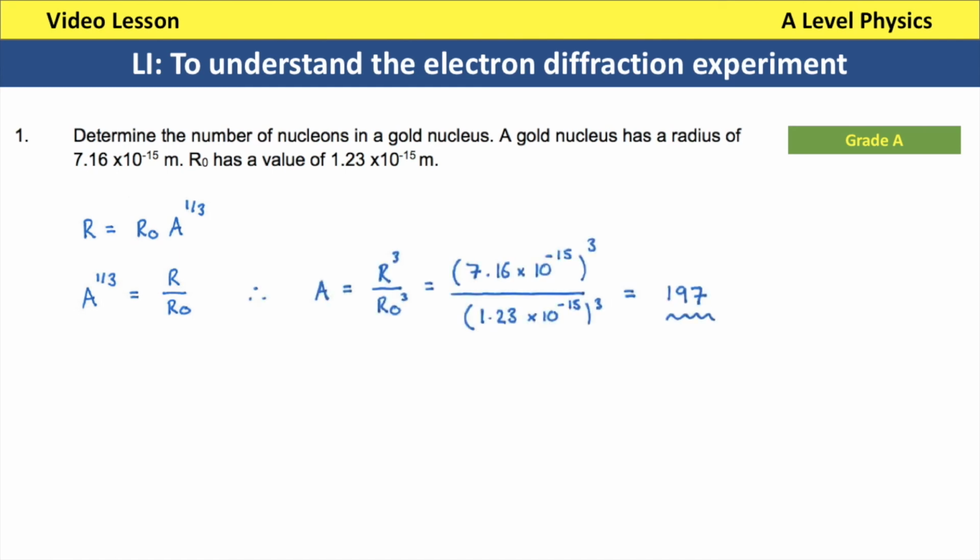A to the power of a third cubed is equal to A, and R over R0 cubed is R cubed over R0 cubed. We then substitute the values that were given in the question, so we do 7.16 times 10 to the minus 15 all cubed, divided by 1.23 times 10 to the minus 15 all cubed, which comes out as 197. Remember, of course, that it has to be a whole integer value. You can't have 197.2 nucleons because the number of nucleons has to be an integer.